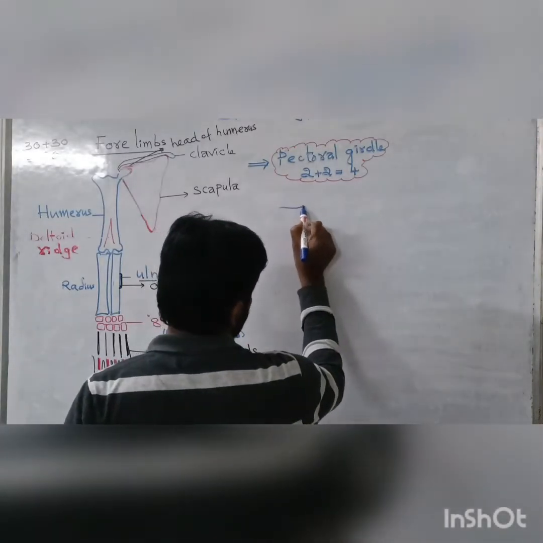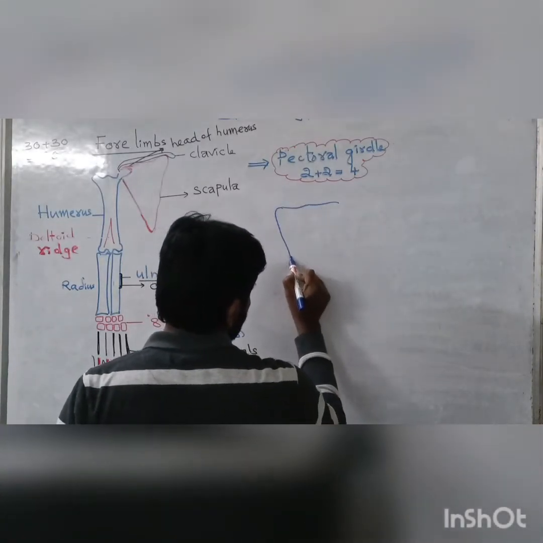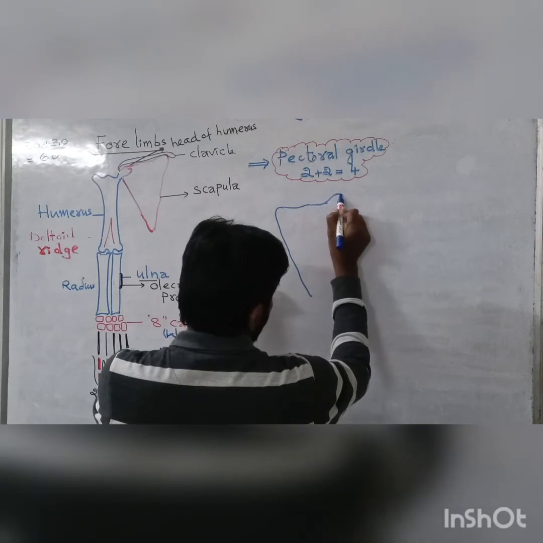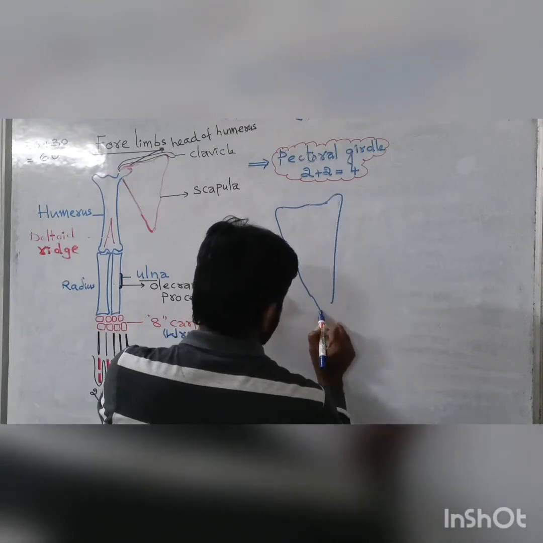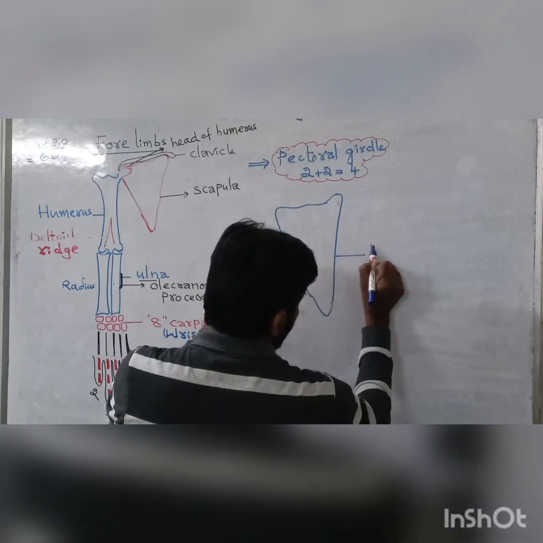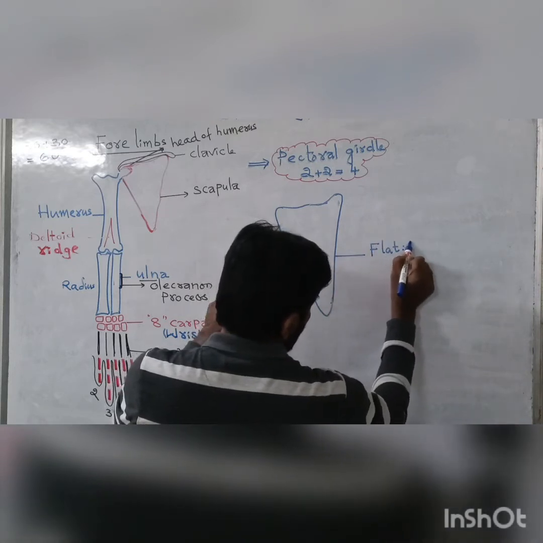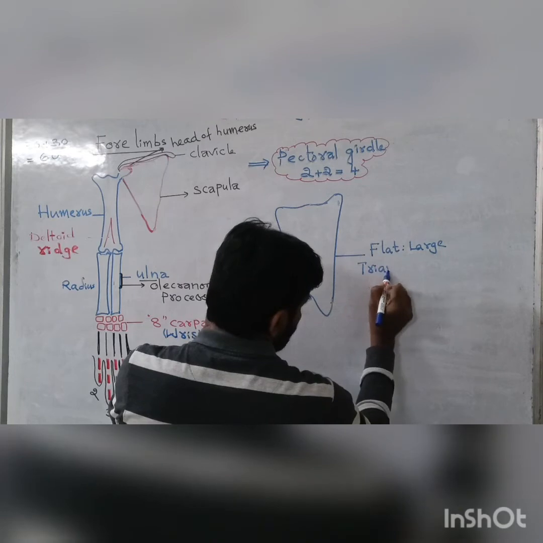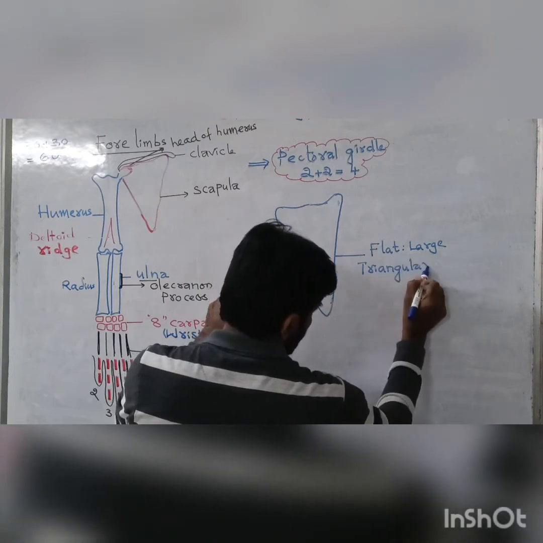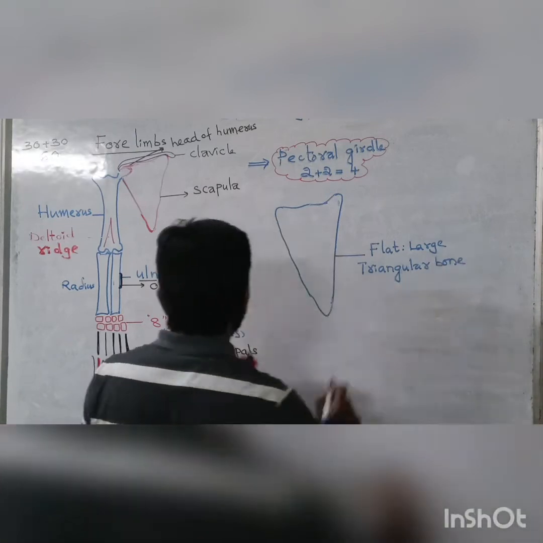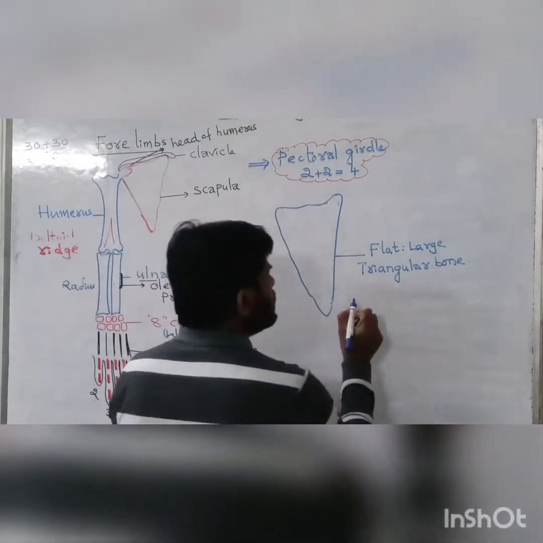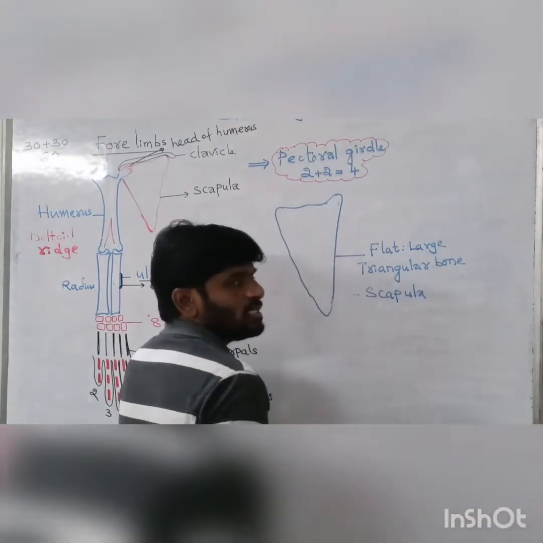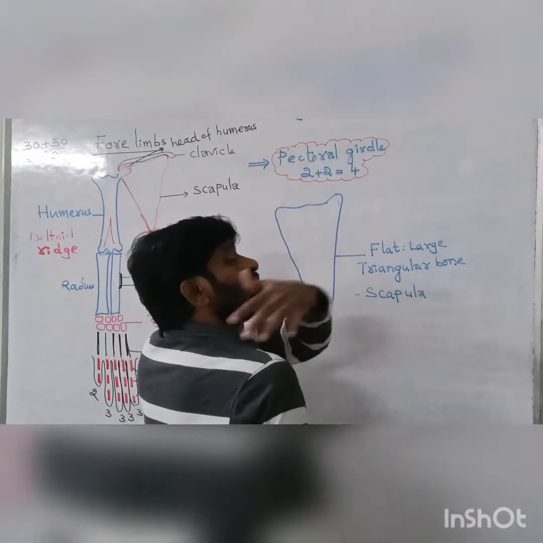This is a large, flat, triangular bone, and this triangular bone is called the scapula. This is the scapula, present on the dorsal side of the body.